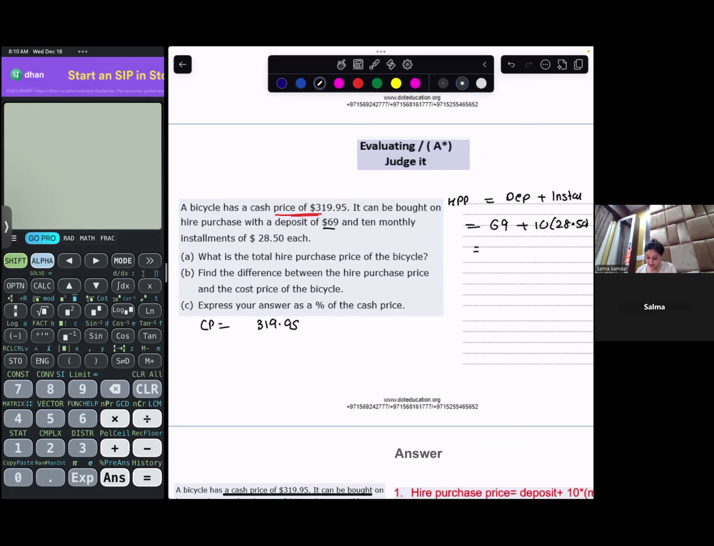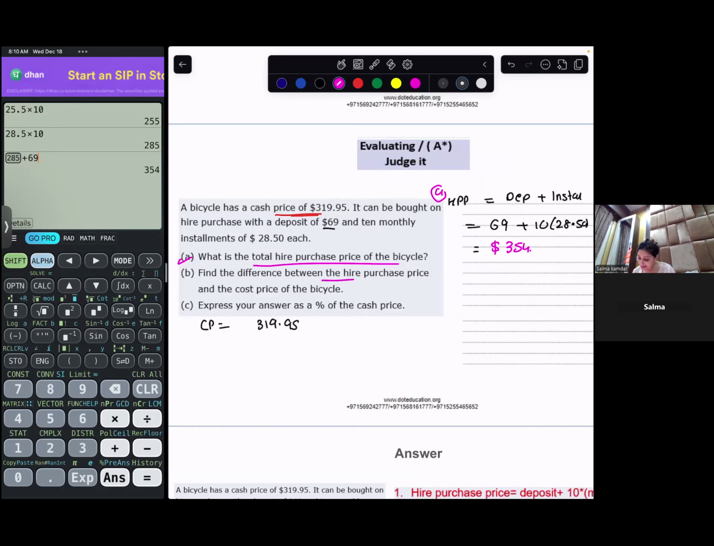So this becomes 28.5 into 10 plus 69. So this becomes in all 354. So my hire purchase price is 354. What is the total hire purchase price of the bicycle? I have answered my A part.